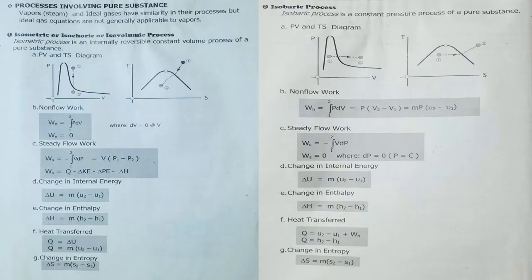Process involving pure substance. Vapor, steam, and ideal gases have similarity in their process, but ideal gas equations are not generally applicable to vapors. So, an isometric, isochoric, or isovolumetric process is an internally reversible constant volume process of a pure substance. Again, meron na tayong PV and TS diagram. From state 1 to state 2, ang state 1 mo, that is superheated. Going to state 2, that is mixture.